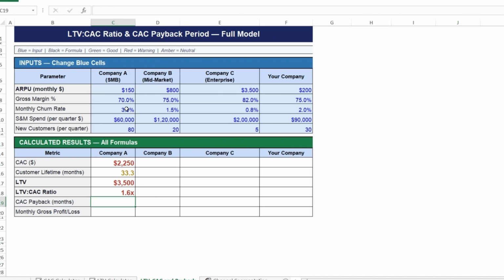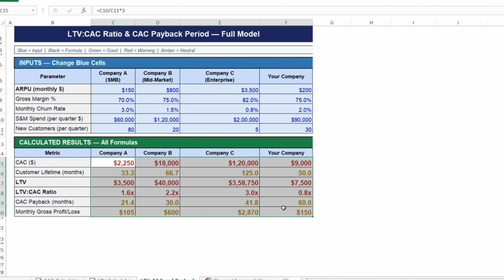Now, to calculate CAC payback in months, first of all, we should calculate monthly gross profit, which is very simple. We just need to multiply 150 with our gross margin to get our profit value, which comes out to be 105. Now, to calculate our CAC payback period, we have to divide our CAC by the monthly gross profit value. So, this means we will be able to get back our money in 21.4 months. Now we can simply drag this formula towards the end to get the whole table filled out. Here we can see that as per LTV to CAC ratio, company C is doing great, whereas our company is performing very poorly.